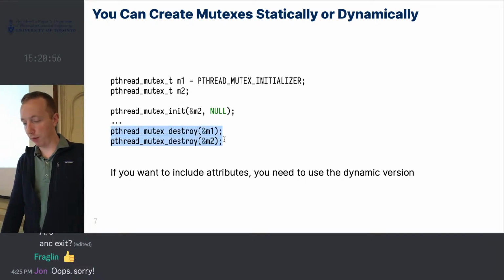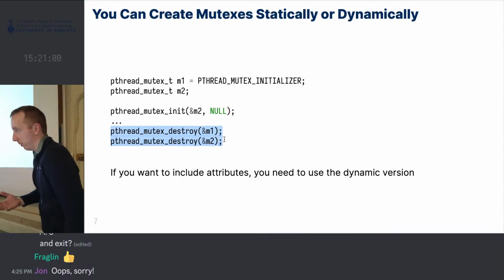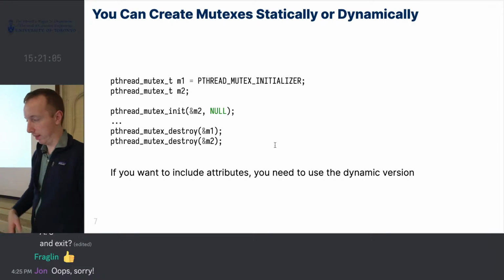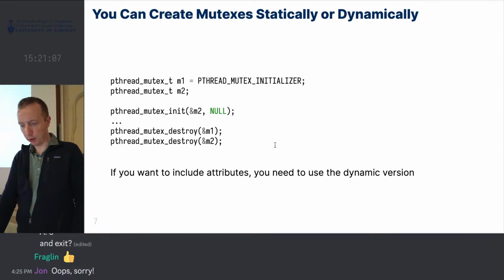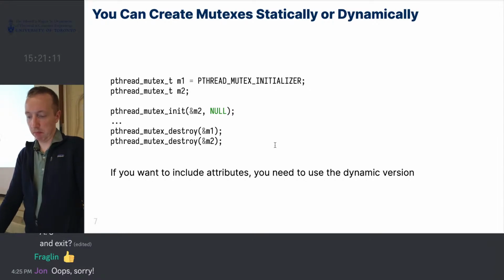In either case, whenever you're done using the mutex, like with memory, you have to free it. For mutexes, you have to destroy them when you're done with them, and that's how you create them. So two options, either as a global variable or just anywhere you want, and then you have to use mutex_init.